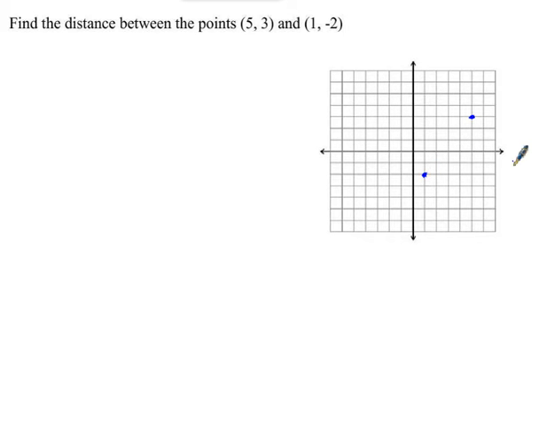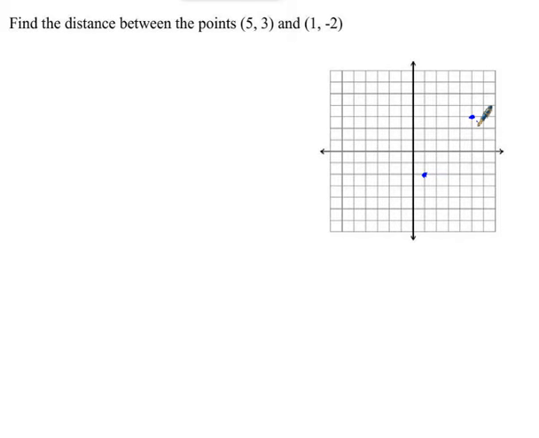So it says find the distance between the points. That means we're trying to find how far it is from here to here. That's all we've got to do. It's always going to be a positive result. We could draw in a little segment here, but basically that's it, okay?